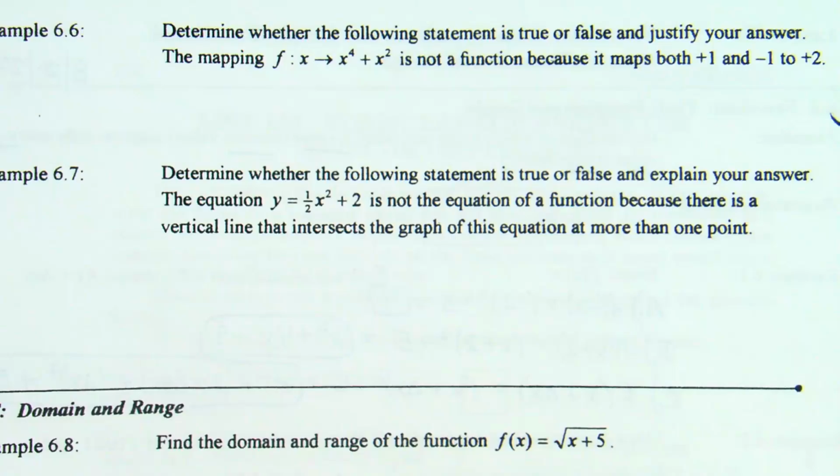Okay, example 6. Determine whether the following statement is true or false and justify your answer. The mapping of f of x onto x to the fourth plus x squared is not a function because it maps both 1 and negative 1 to positive 2. Do you understand the math talk there? Because that's the big battle of this question, is the math talk.